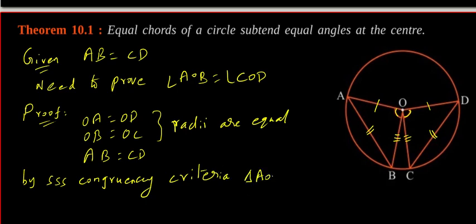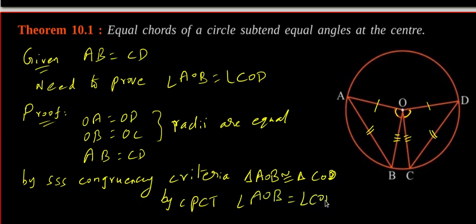triangle AOB is congruent to triangle COD, which implies that the corresponding parts of congruent triangles are equal. So by CPCT, corresponding parts of congruent triangles, two triangles are congruent as we proved. So the corresponding parts, angle AOB equals angle COD. That means the angles subtended at the center are equal. So equal chords of a circle subtend equal angles at the center. The chords being equal is given. We needed to prove that they subtend equal angles at the center. That has been proved.